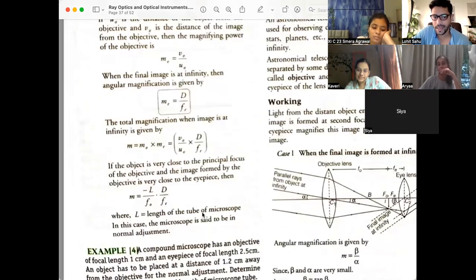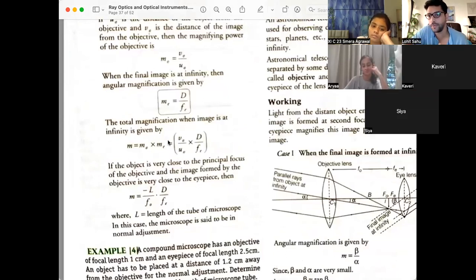L kya hai yahan pe? L is the length of the tube of the microscope, which is the distance between the objective lens and the other lens, the eye lens. Okay.